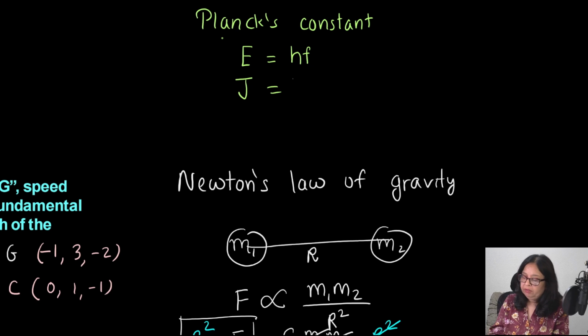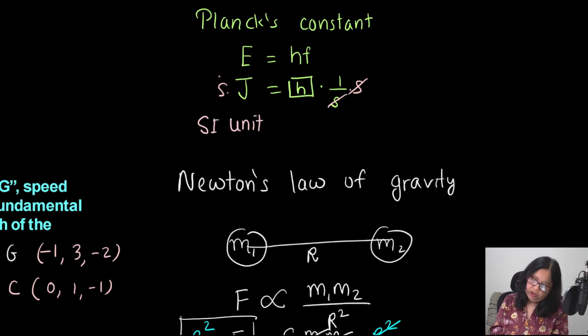H, its SI units. Let's figure out its SI units. Frequency is 1 over seconds. So what do we do? Multiply both sides by seconds. Second cancels out. So SI unit of H is joules per second.